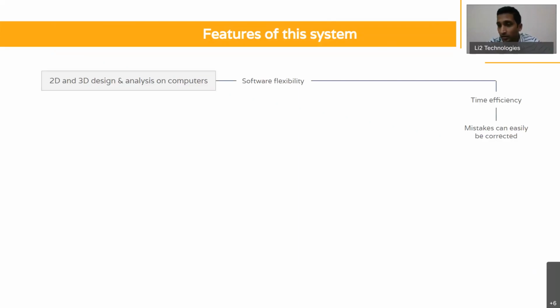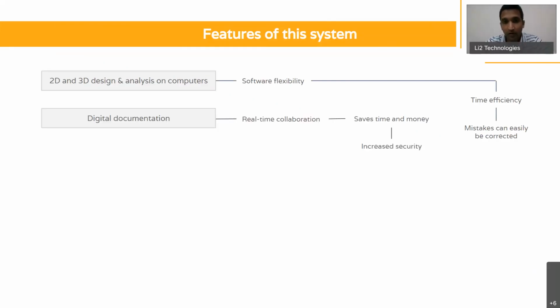So if today I understand that this dimension is just not working out, it's not giving me the necessary fit or the necessary assembly features, I can go back and say, okay, let me alter this design to make sure that I come up with a design that really works well. So this is the advantage of today's system.